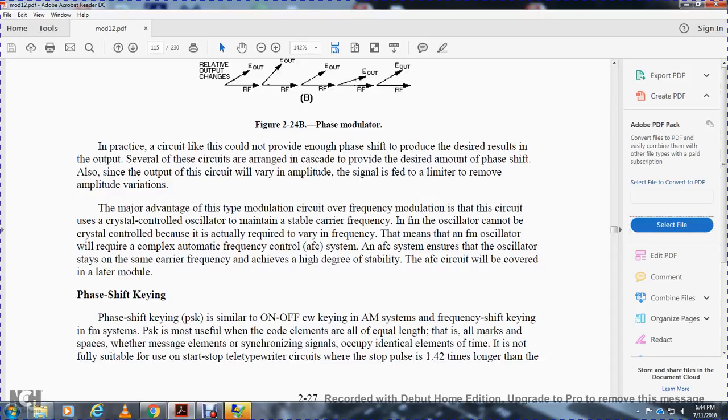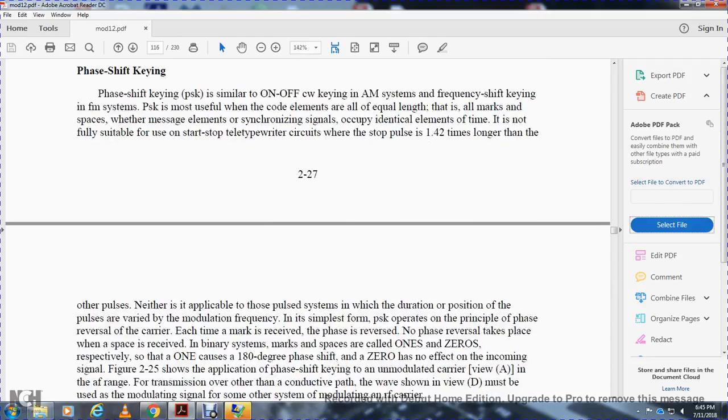Phase shift keying. Phase shift keying is similar to the on-off continuous wave keying in the AM system, and to frequency shift keying in the frequency modulation system. Phase shift keying is most useful when the coded elements are all equal in length, that is, all the marks and spaces are of equal duration, and the message uses element synchronizing symbols. It is not fully suitable for the start-stop teleprinter code, with its opposite pulse of 1.42 longer than the other pulses, since the pulse durations would vary.